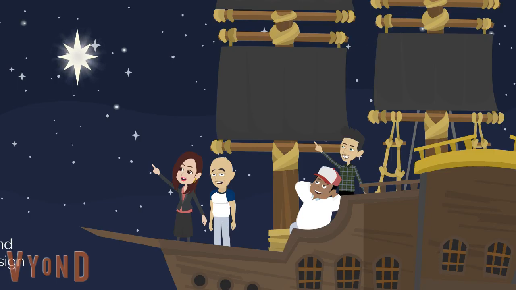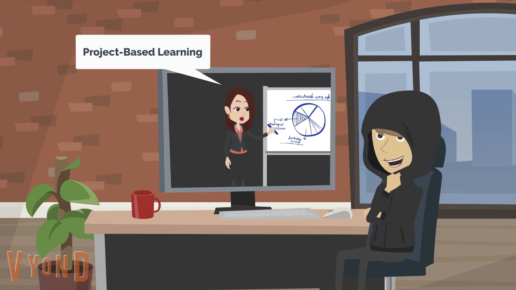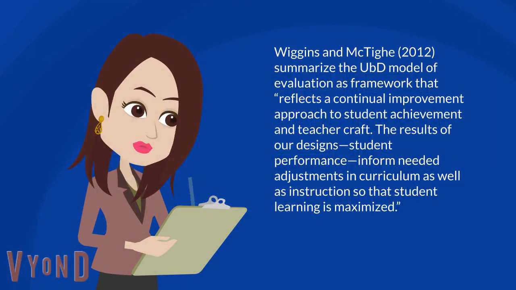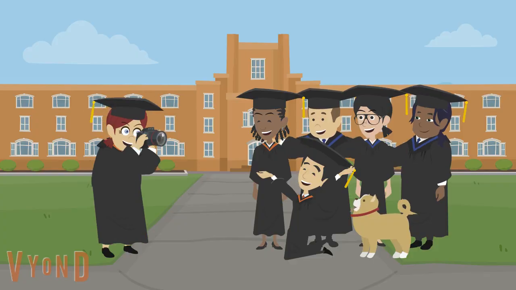In closing, I have found the Backward Design and Understanding by Design UBD framework to be virtuous in course design, specifically for PBL. Wiggins and McTighe, 2012, summarized the UBD model of evaluation as a framework that reflects a continual improvement approach to student achievement and teacher craft. The results of our designs, student performance, inform needed adjustments in curriculum as well as instruction so that student learning is maximized. In other words, the proof of a course's efficacy is in the pudding of students' authentic performances.